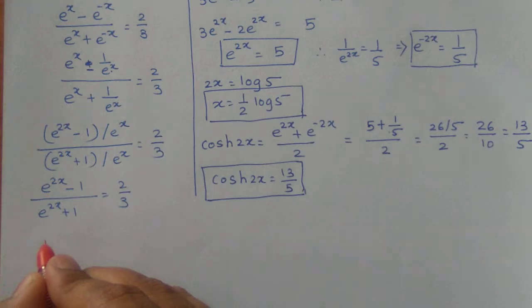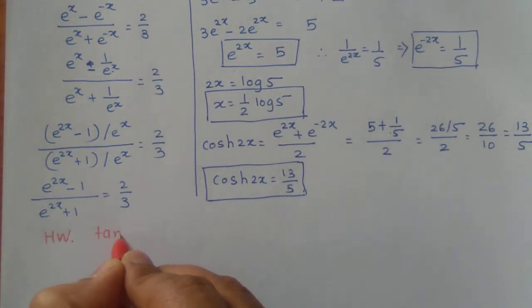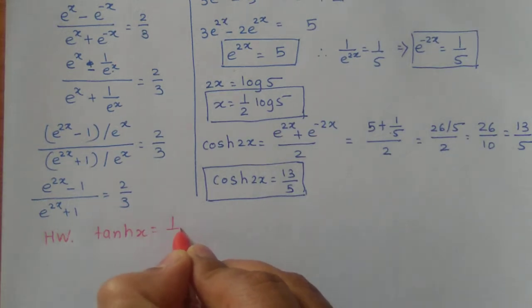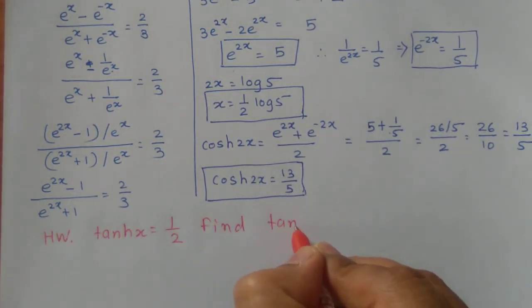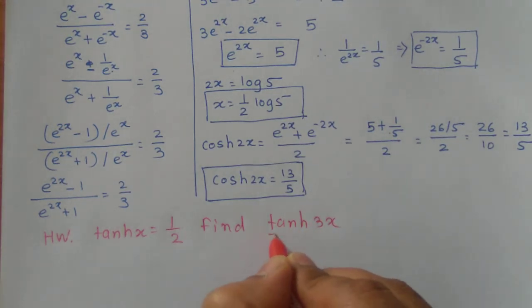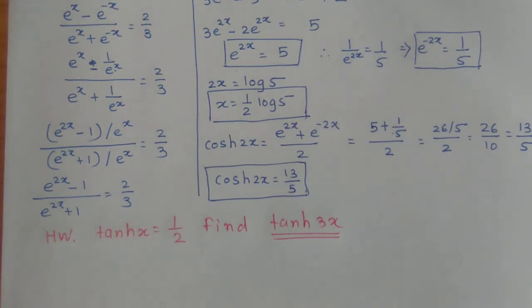Now one more example I would like to give you as homework. Hyperbolic tan x is equal to 1 by 2. Then find hyperbolic tan 3x. You have to calculate hyperbolic tan 3x. So till the next lecture, try to finish this homework.